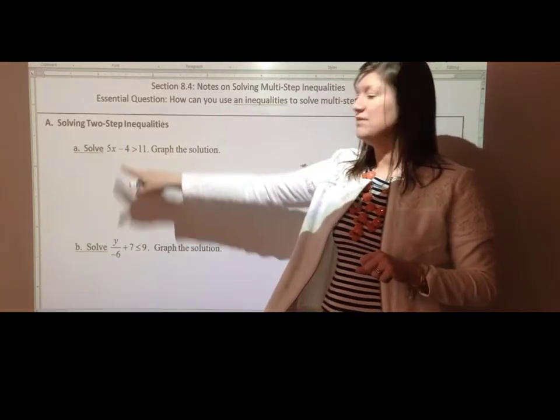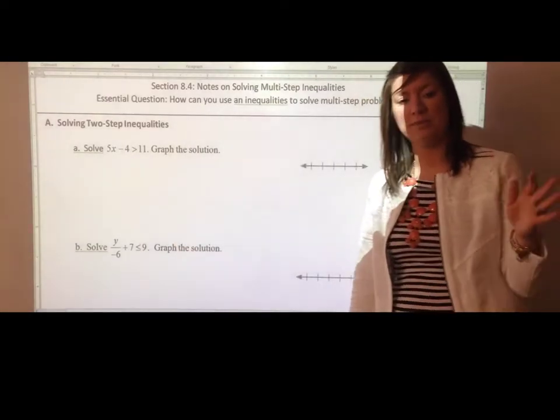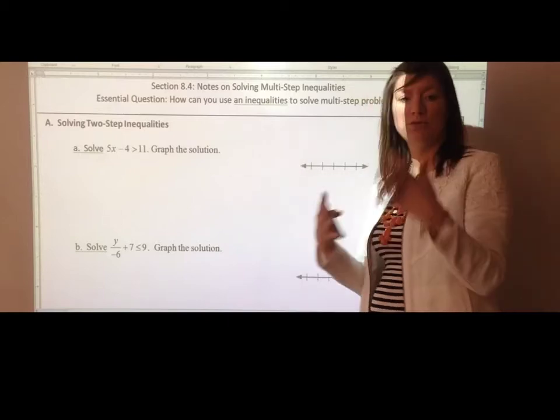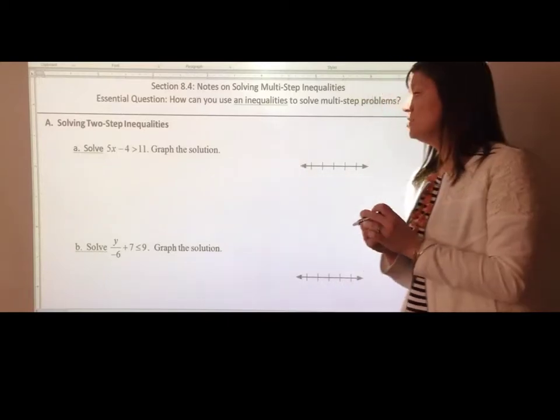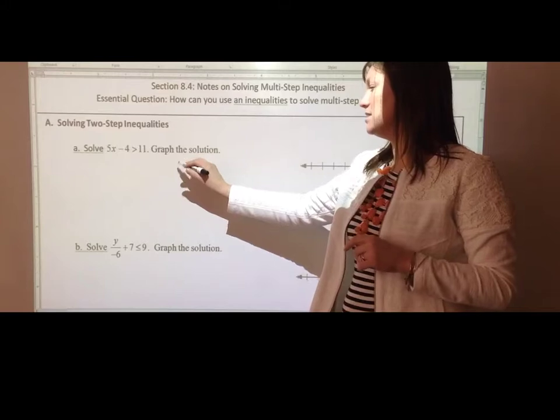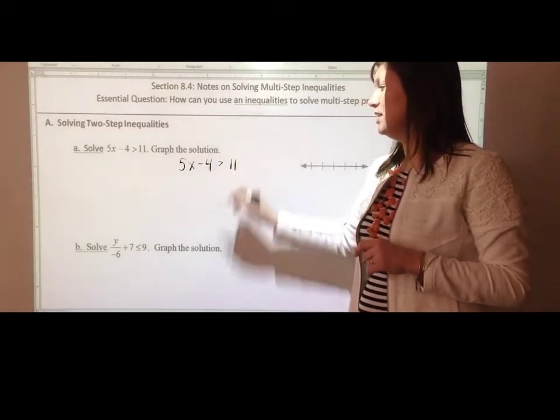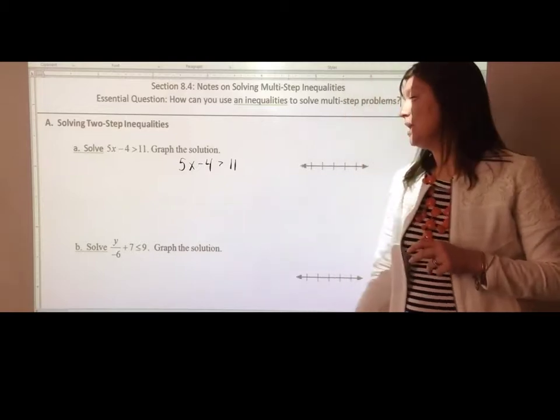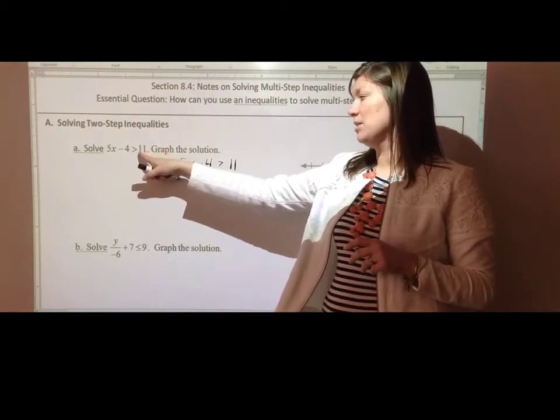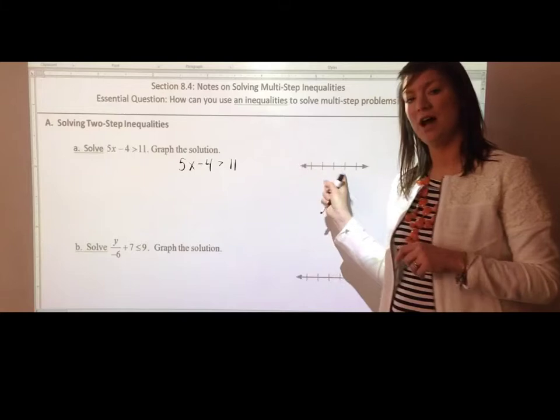So you can see now we have a two-step inequality. All the other problems we've been doing are one step. So now they threw in two operations in one. So we're going to rewrite the original problem. It says solve the inequality. So that means we're going to use our inverse operations to isolate the variable. And then once the variable is isolated, we're going to graph the solution on our number line.